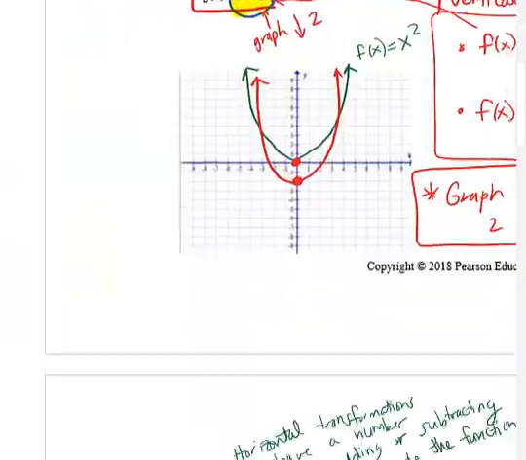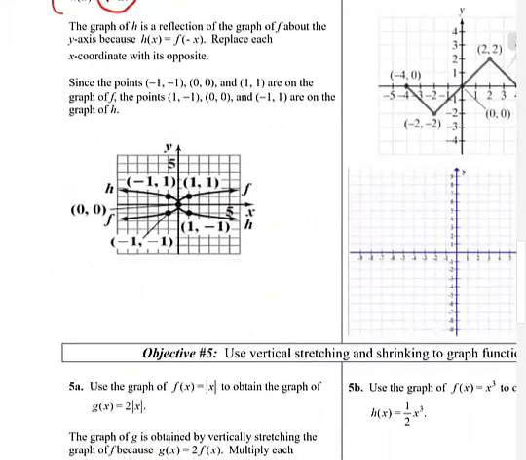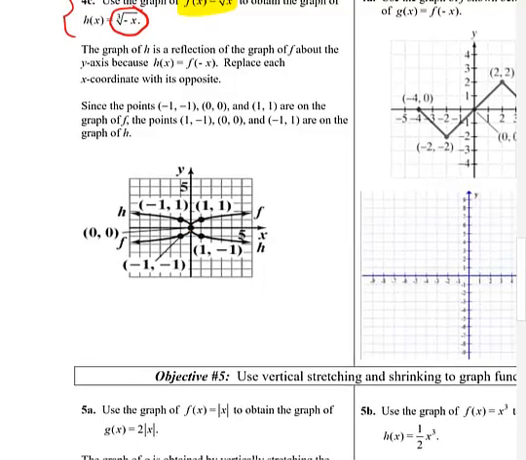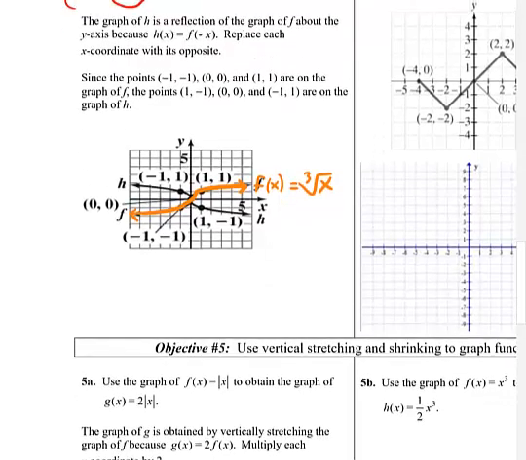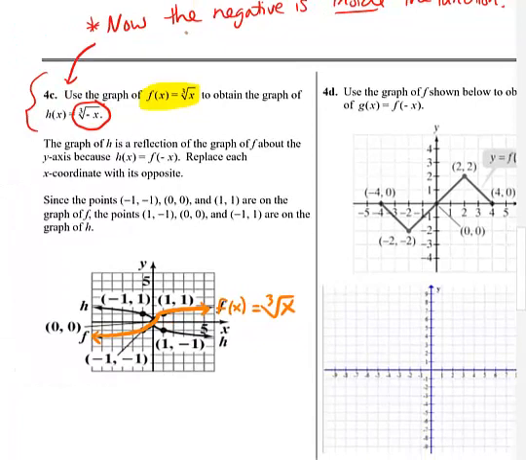All right, let me see if I can bring that information down to the example we're working on here. They've actually drawn it for us, but it's really hard to tell what they're doing. This was the original, f. F is the cube root of x. So that's just the regular cube root of x graph. But this time, like we said, the negative is inside the function, so it is a y-axis reflection.